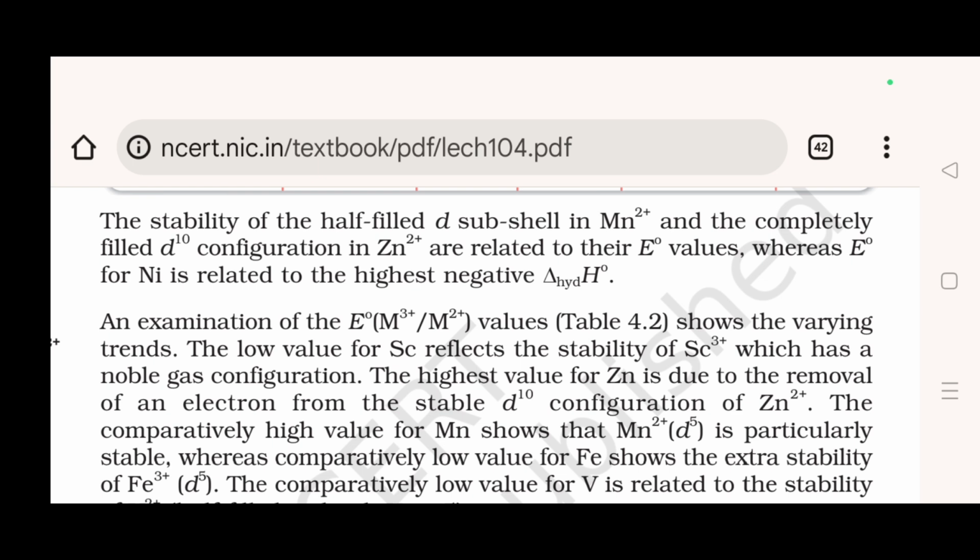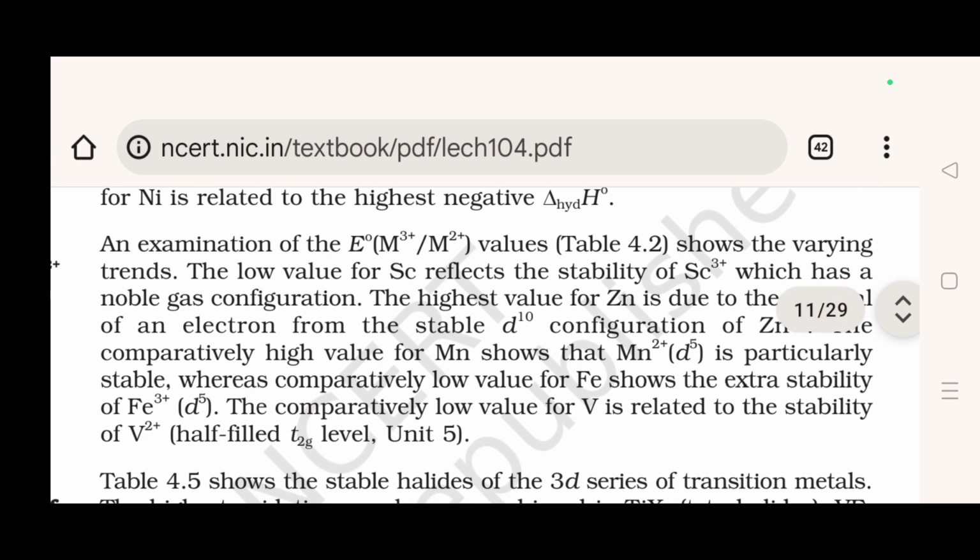The low value for scandium reflects the stability of Sc3+, which has a noble gas configuration. The highest value for zinc is due to the removal of an electron from the stable d10 configuration of Zn2+. The comparatively high value for Mn shows that Mn2+ with electronic configuration d5 is particularly stable, whereas the comparatively low value for iron shows the extra stability of Fe3+ d5. The comparatively low value for vanadium is related to the stability of V2+, with its half-filled t2g level.